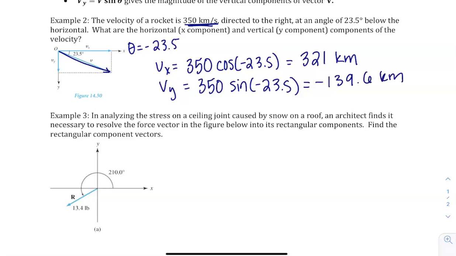I want you to notice here, if you look at the direction of this, it was going to the right and down, so it should make sense that the horizontal was a positive value and the vertical was a negative value. Let's do one more here.